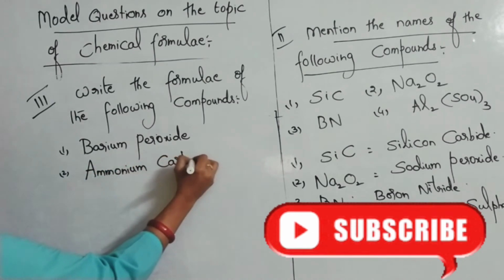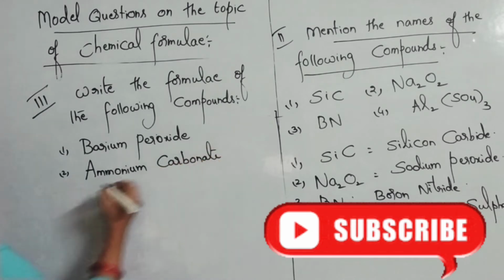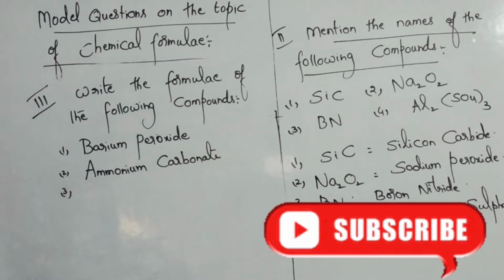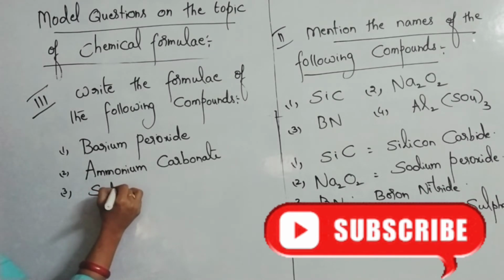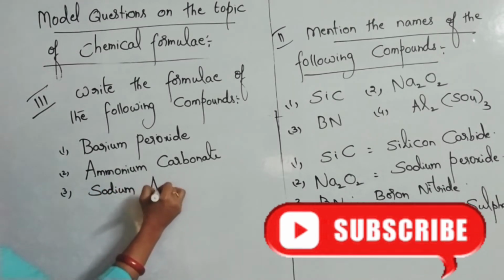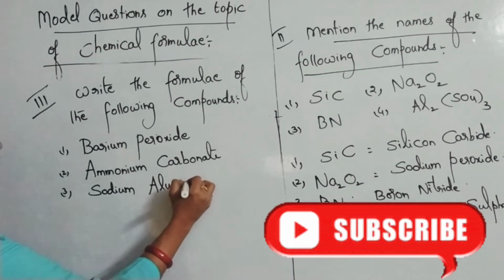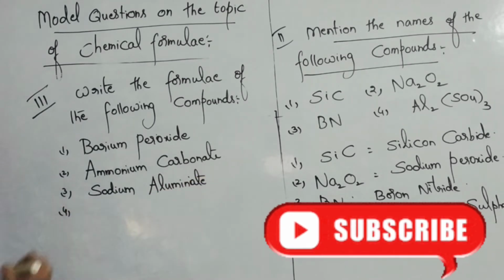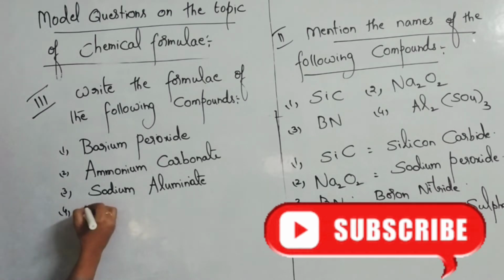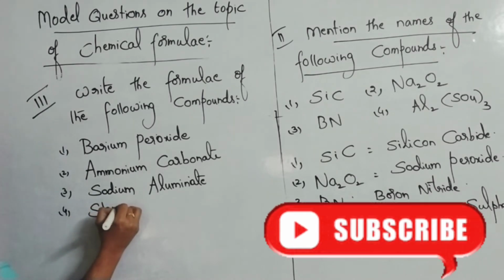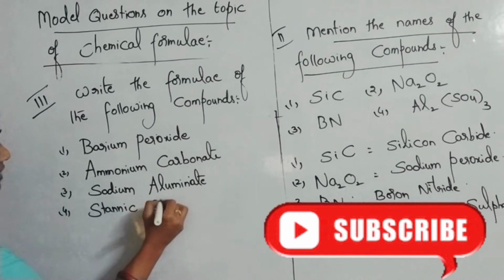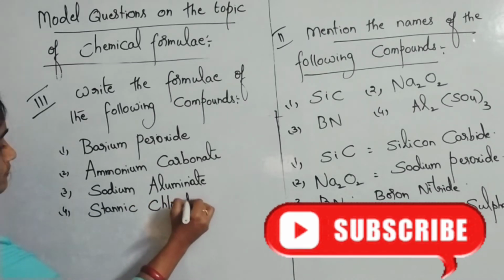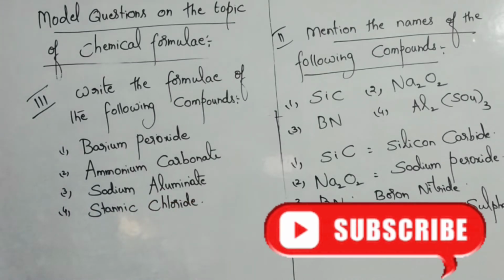Ammonium carbonate. You have to write the formula of those compounds. Sodium aluminate. Okay, fourth one, stannic chloride. Like this, 4 compounds were given to you.